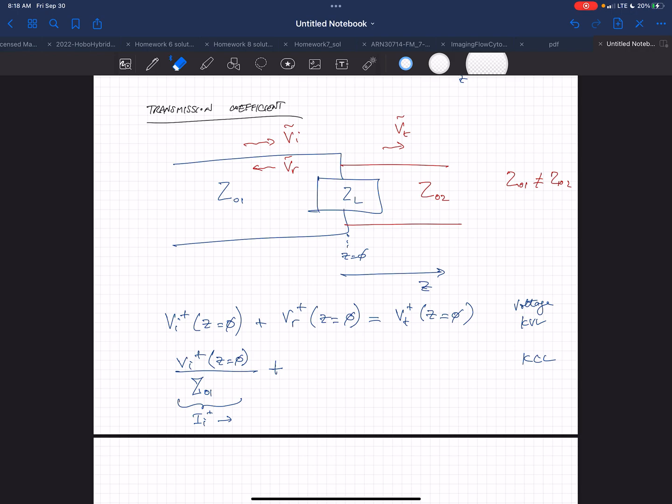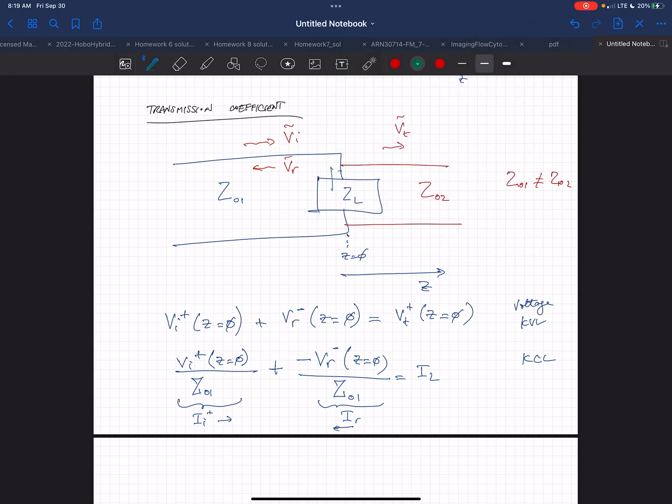minus VR at z equal to 0. So this is the current going in the opposite direction, is equal to the current going into the load.